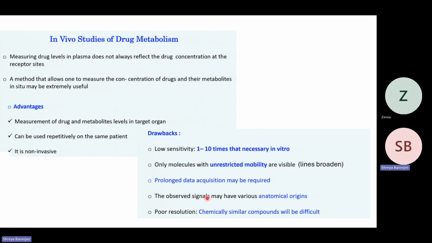So the observed signal may not be from the drug that we want to study, but it can be from different other naturally occurring anatomical regions. So the resolution is poor because of this low sensitivity and line broadening. So chemically similar compounds will be difficult to distinguish. So these are the drawbacks of in vivo over in vitro.